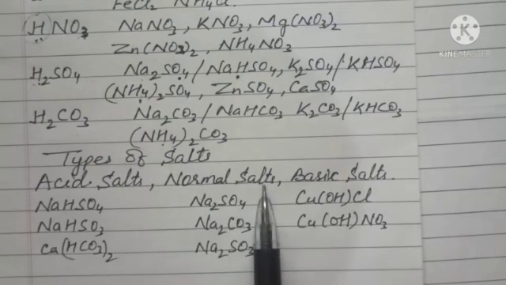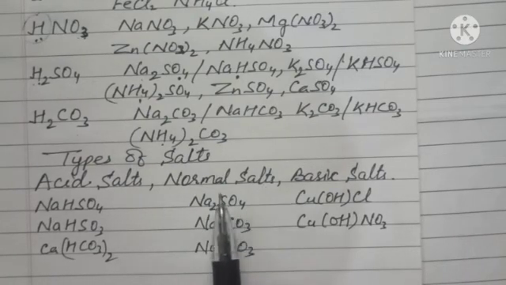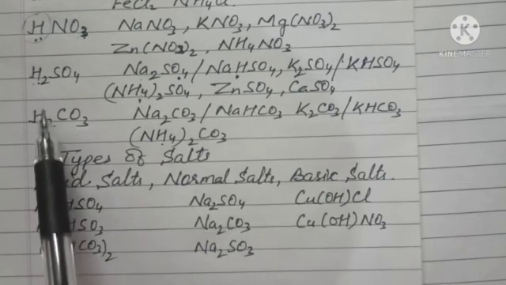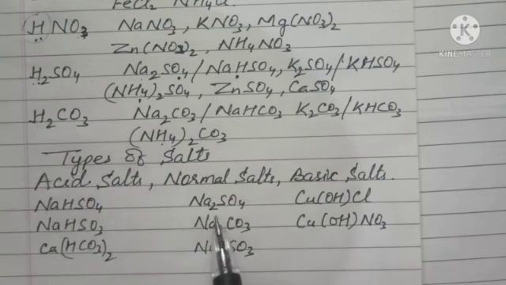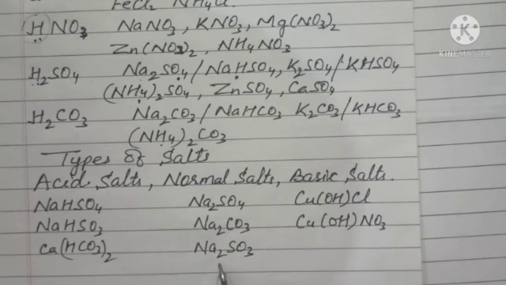Next is normal salts. What are normal salts? These are the salts formed by complete replacement of hydrogen ion of an acid molecule by the basic radical. Then which salt is formed? Normal salts, right?